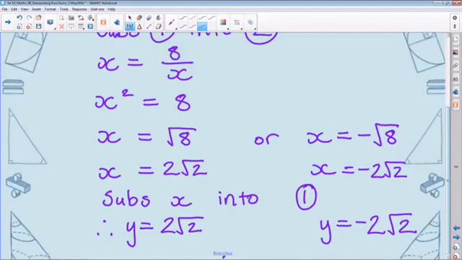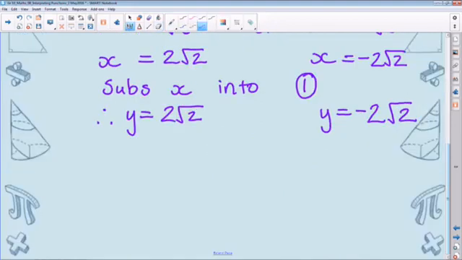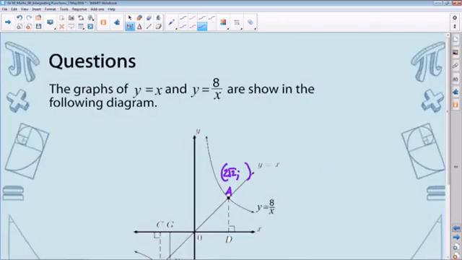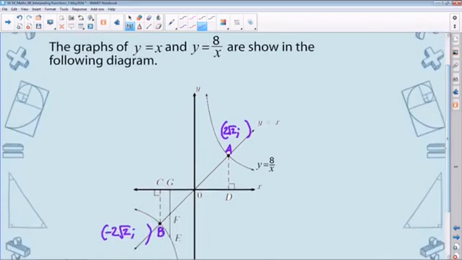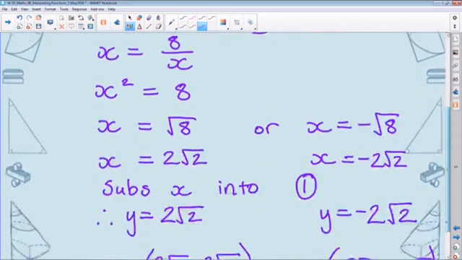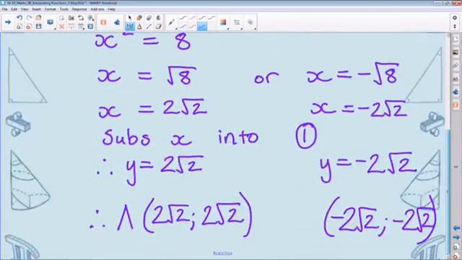Let's extend the page. So therefore, our points are (2√2, 2√2) and (-2√2, -2√2). Let's go back to our graph and figure out which one is A and which one is B. Well, A is the positive one, and B is the negative one. So I'm going to write A as our positive coordinate. So A is this one, and B is that one.